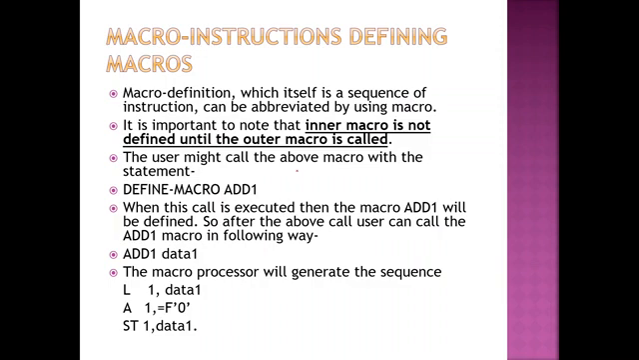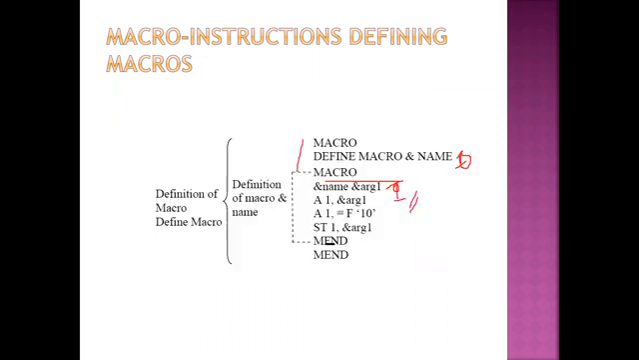Yes? So let me again repeat. What we are trying to say here is, there is a macro definition. If I have to call the macro, first of all it has to be defined, right? So this inner macro will be defined only when the outer macro is called. Okay, the inner macro will be defined only when the outer macro is called. Let us again see one example and I will try to explain this.